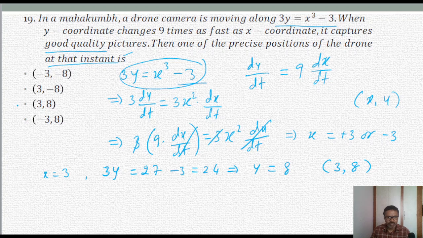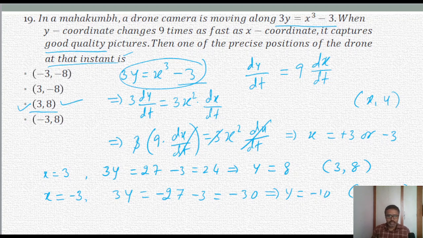Actually this option we have. Let us verify one more point also. x is equal to minus 3. Then 3y is equal to minus 27, because minus 3 cube is minus 27, minus 3, which gives you minus 30. Then y is minus 10. The point is minus 3 comma minus 10, which is not there. So we'll conclude 3 comma 8 is one such point where the image quality is very good. Okay, so our option 3 is the right answer for this, friends.